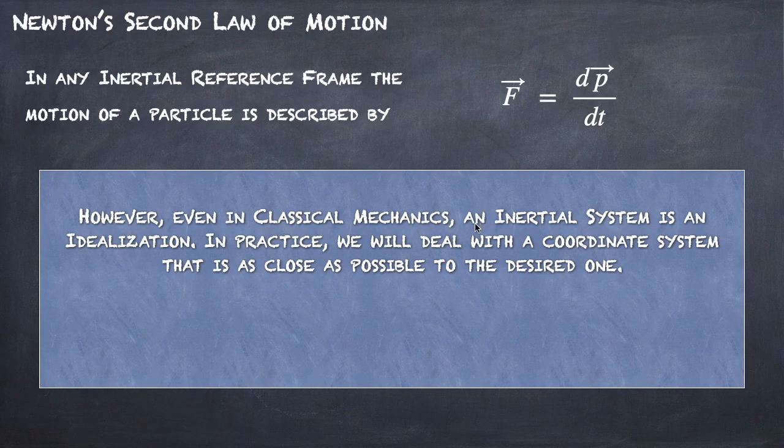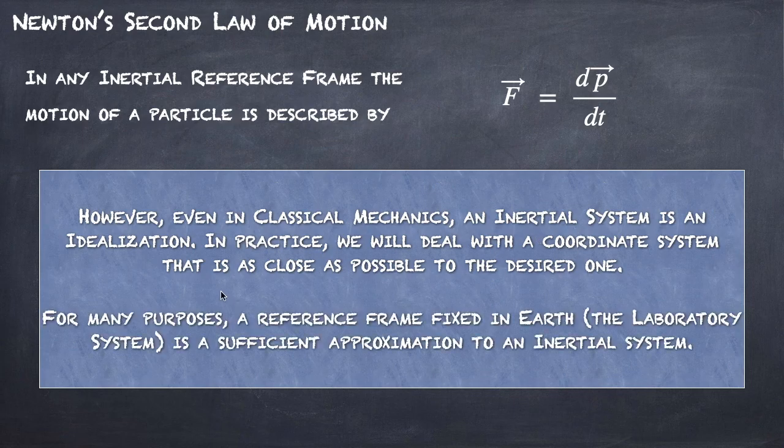However, even in classical mechanics, an inertial system is an idealization. In practice, we will deal with a coordinate system that is as close as possible to the desired one. For many purposes, a reference frame fixed in Earth, we can call it the laboratory system, is a sufficient approximation to an inertial system. In other instances, distant galaxies can be the reference frame.